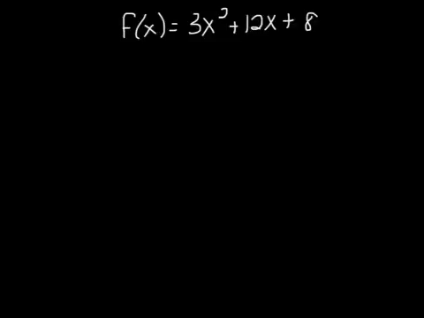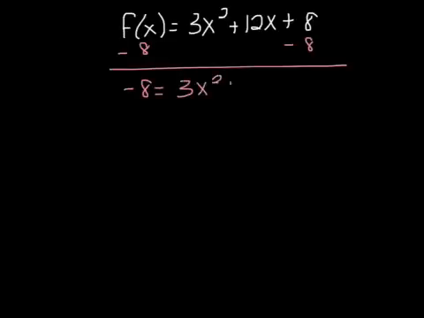We're going to practice putting an equation into vertex form with a leading coefficient. The first step, we're going to subtract 8 from both sides. So I have negative 8 equals 3x squared plus 12x. Next, I have a leading coefficient, so I need to factor that out.